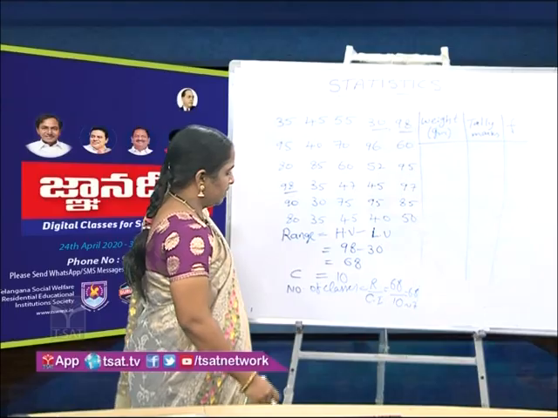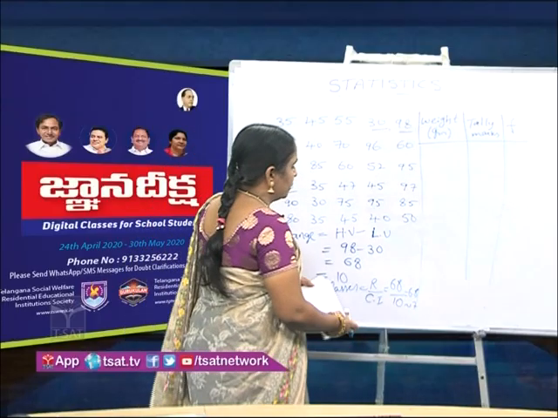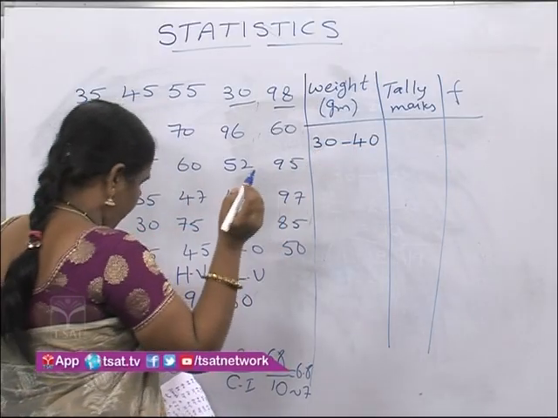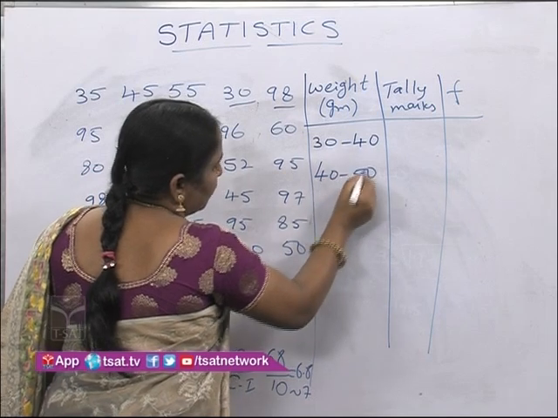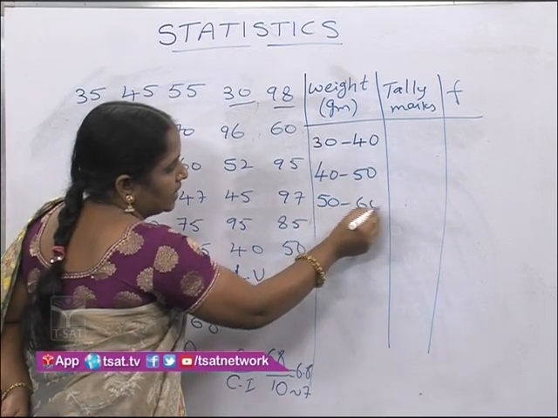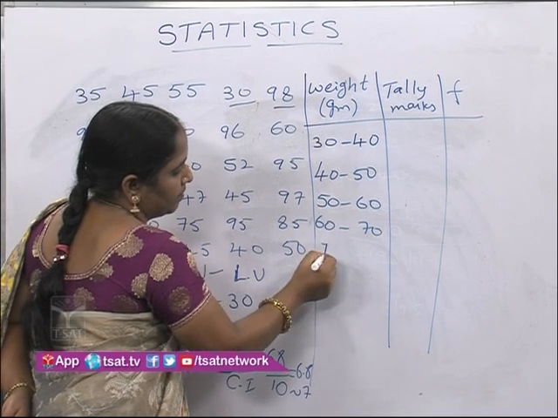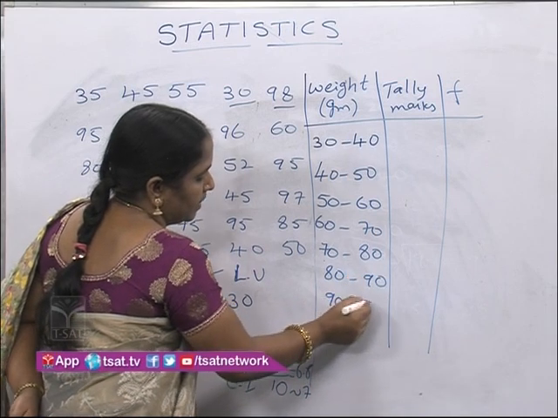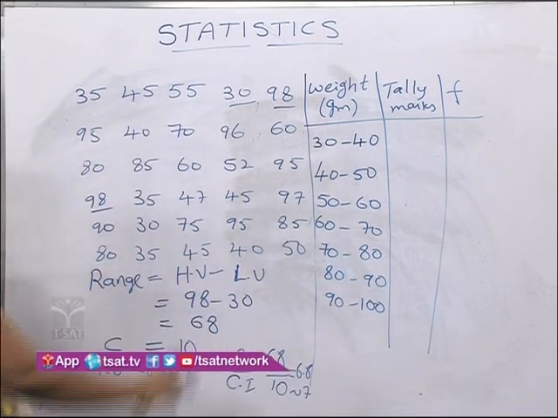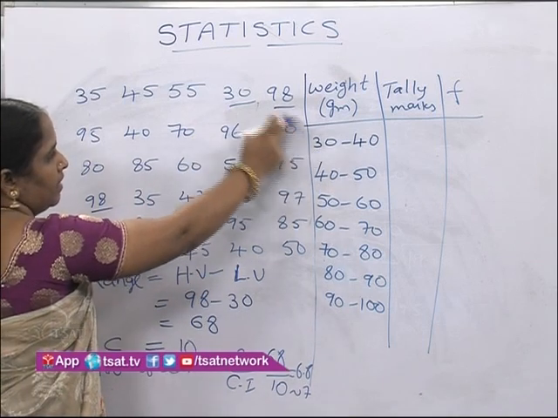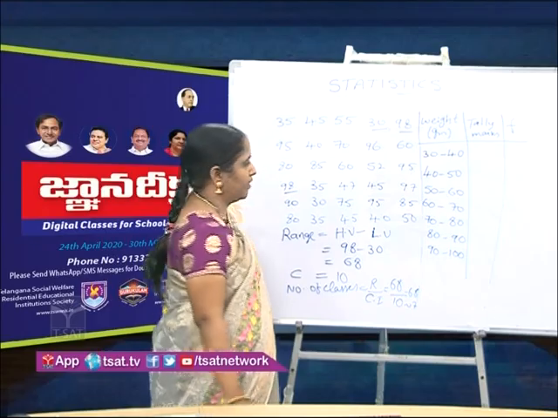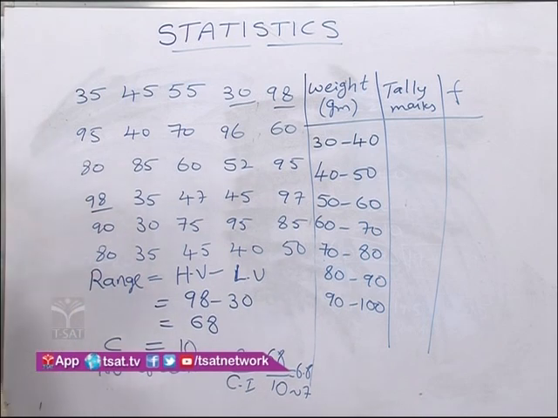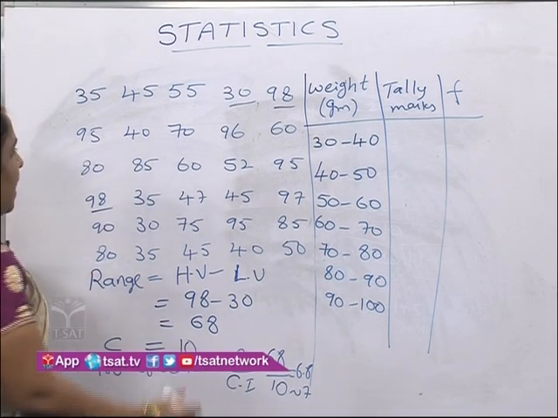Now let us take inclusive classes. As the smallest is 30 and the size is 10: 30 to 40, 40 to 50, 50 to 60, 60 to 70, 70 to 80, 80 to 90, and 90 to 100. So the least is here and the highest lies between 90 and 100. So how many classes do we have? 1, 2, 3, 4, 5, 6, 7. As we discussed earlier, we have 7 classes. Now let us draw the tally marks.